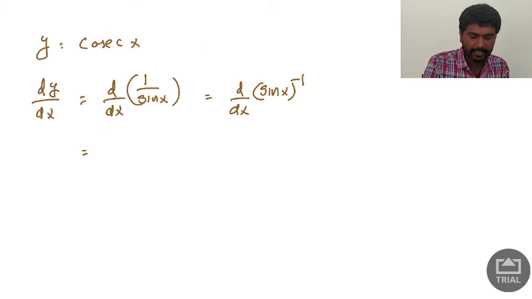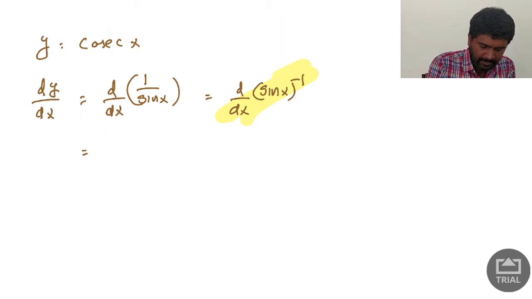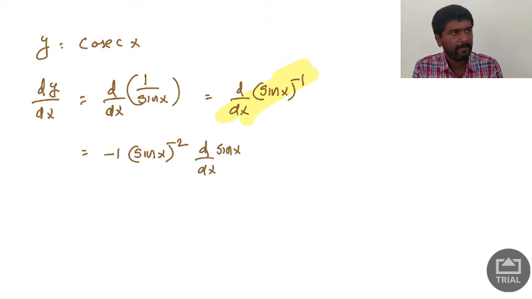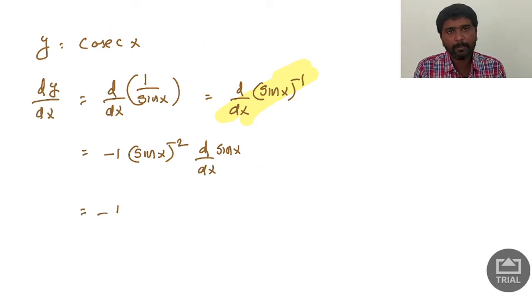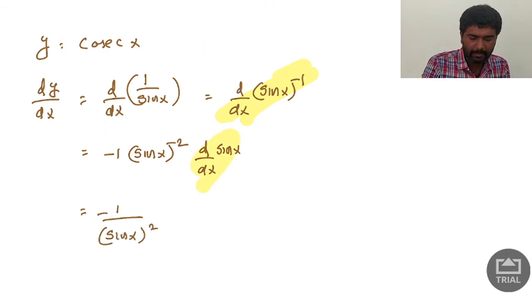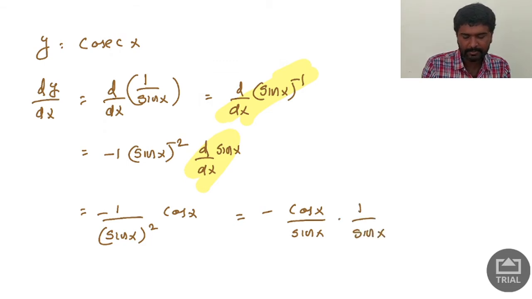And again this one looks like d by dx of y power n. So for that you will take minus 1, sin x whole power minus 2, then differentiate that function, that is sin x. Now minus 1 and sin x whole power minus 2 is 1 by sin x whole square, then d by dx of sin x is cosine x. Now I am rewriting this part as minus cosine x by sin x into 1 by sin x.